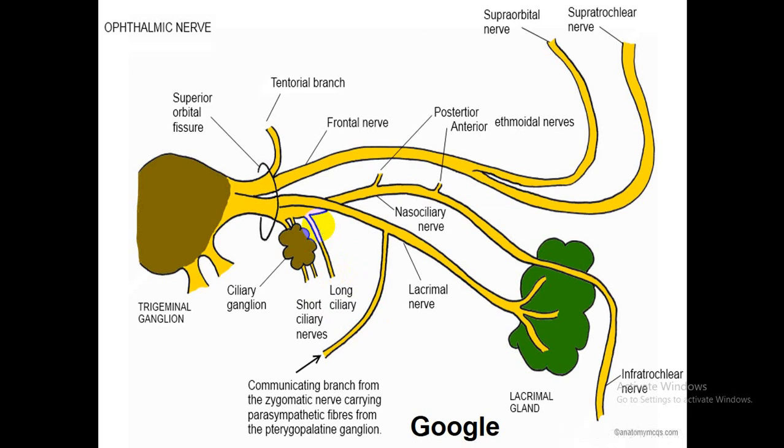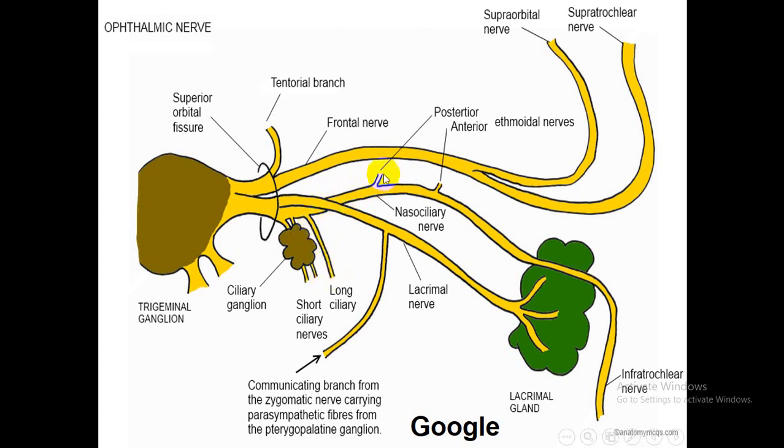قلنا number 1 communicating sensory branch to the ciliary ganglia. Number 2 long ciliary nerves. Well, these are usually 2, passes along the medial side of the optic nerve to the sclera and supply sensory fibers to the eyeball except the retina. Also, these long ciliary carry sympathetic fibers from the internal carotid plexus to the dilator pupillae muscle.